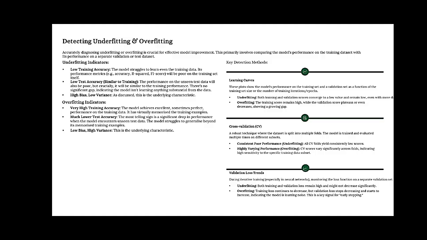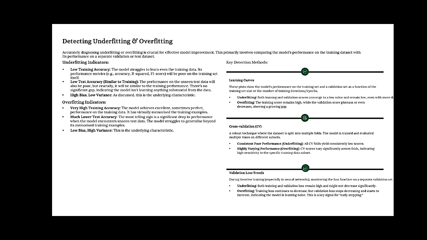And the overfitting indicators: the model achieves very high training accuracy. It has essentially memorized the training data. However, there is much lower test accuracy, a significant drop in performance on unseen data. This indicates low bias and high variance.